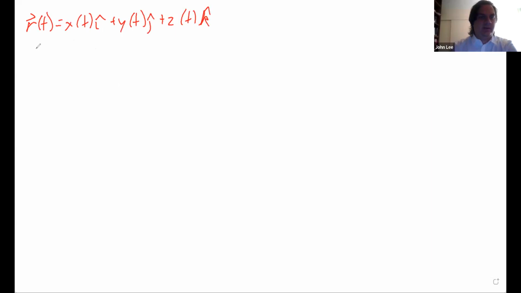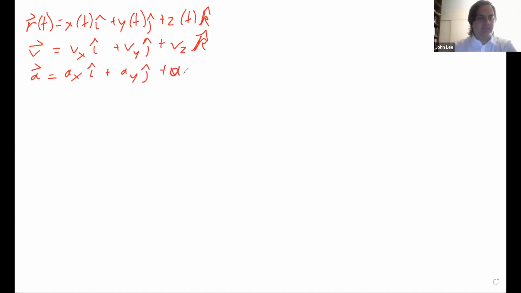So, remember a few minutes ago how I was saying that it looked very similar to the one-dimensional case, because if you have R of t, it's just going to be x of t i plus y of t j plus z of t k, and then the velocity is just v_x i plus v_y j plus v_z k, and the acceleration is a_x i plus a_y j plus a_z k.